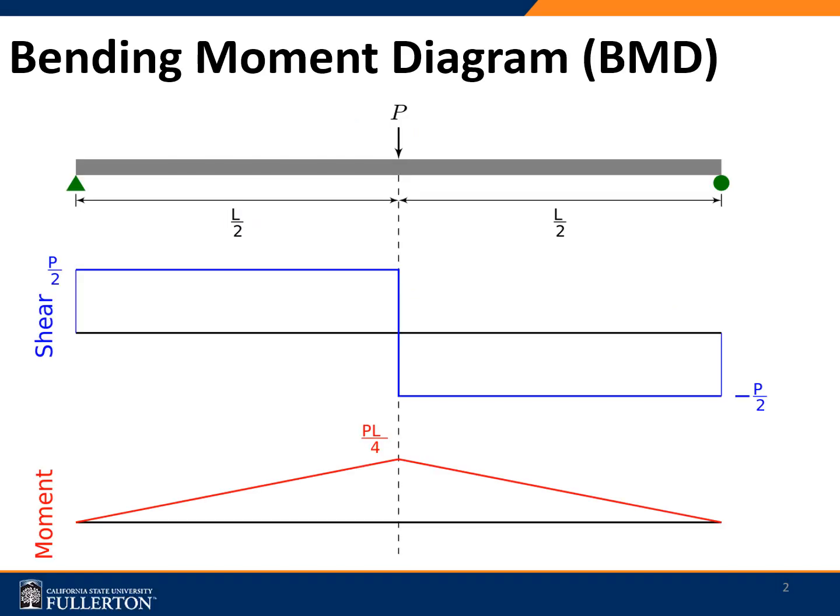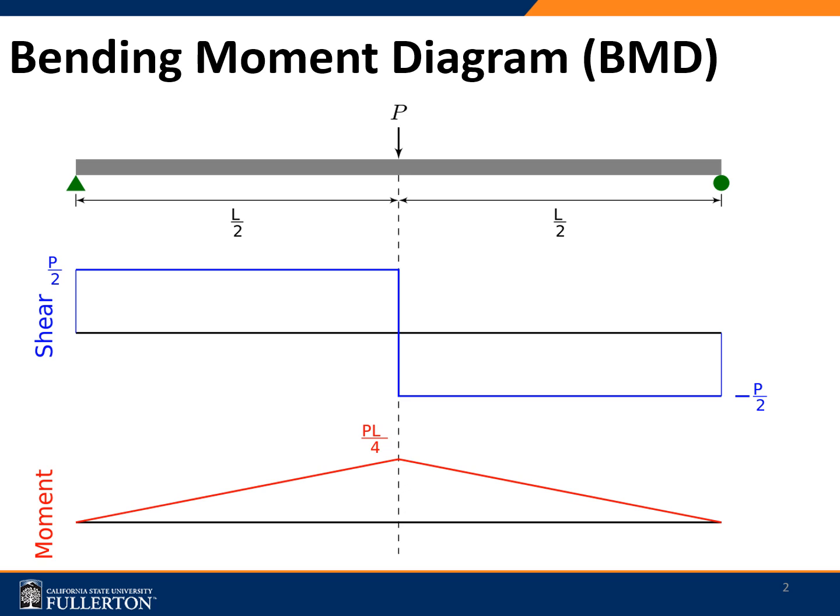Bending moment for a particular section may be defined as the sum of moments about that section of all external forces acting to one side of that section. A bending moment diagram, in short BMD, is a graphical representation of the variation of the bending moment on a segment or the entire length of a beam or frame.